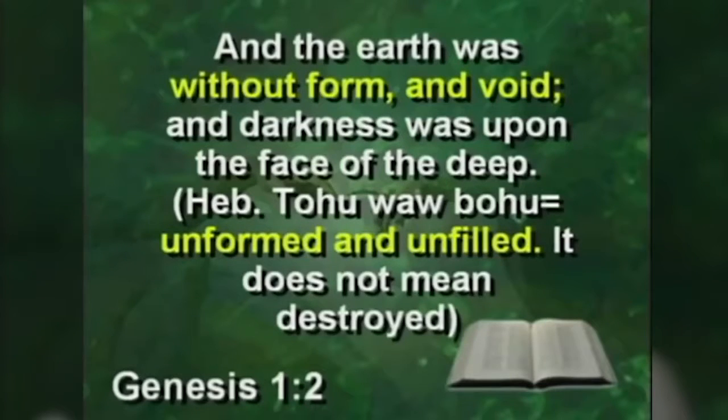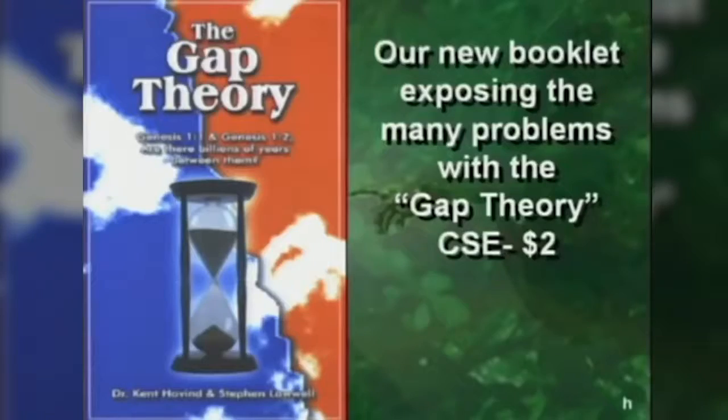Genesis 1:2 says the earth was without form and void. In Hebrew, that's tohu wabohu, which means unformed and unfilled. Without form means without form. And void means void, empty. It doesn't mean destroyed. It just means it's not done yet. That's all, okay? To me, it's one of the most dangerous heresies in the history of Christianity, the gap theory. And it is heresy, okay?